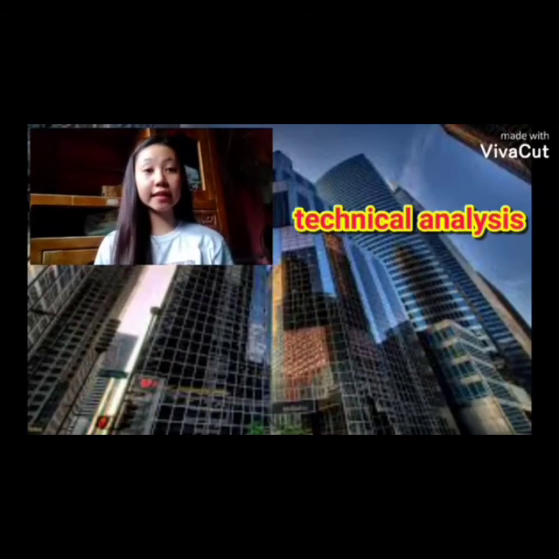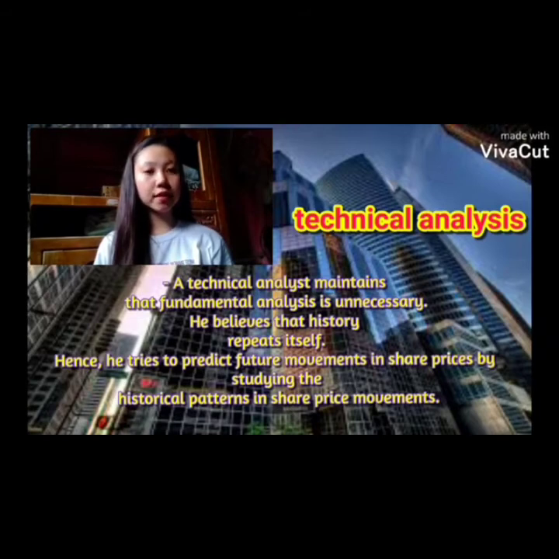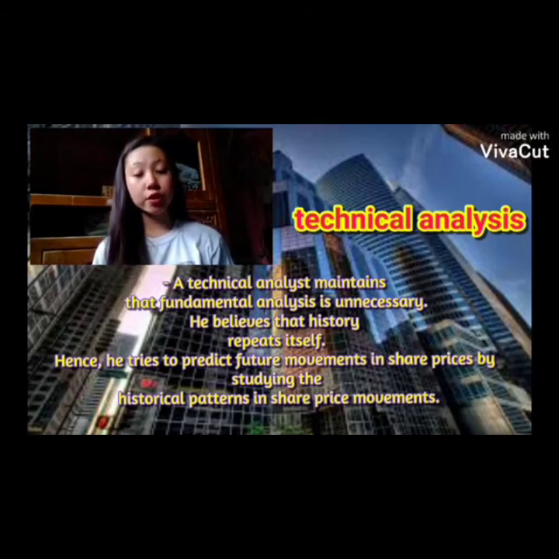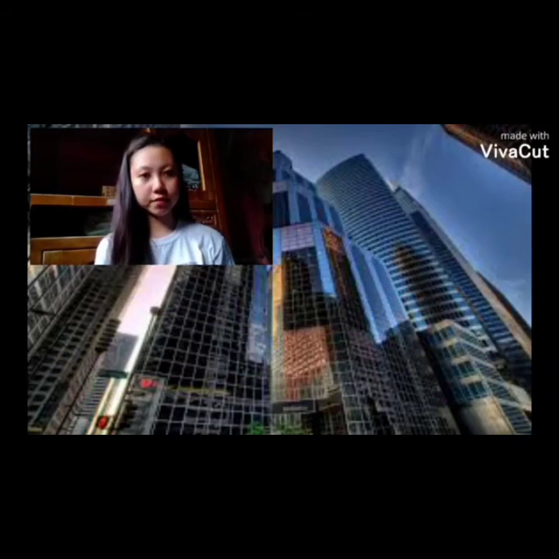So, number two, the technical analysis. Technical analysis maintains that fundamental analysis is unnecessary, and it believes that history repeats itself. And lastly, it tries to predict future movements in share prices by studying the historical patterns in share price movement.